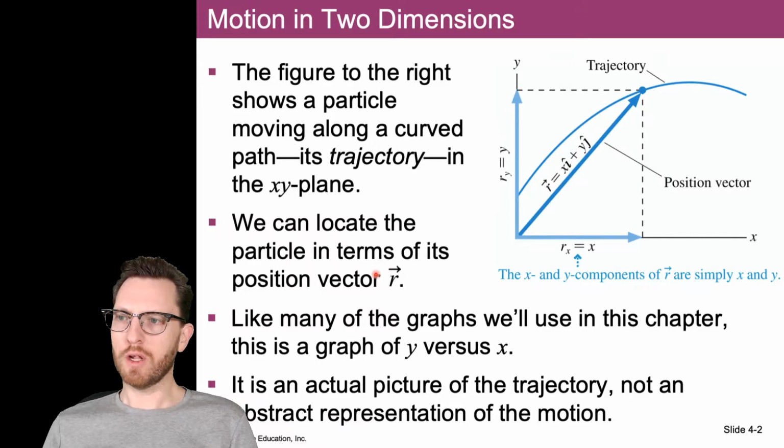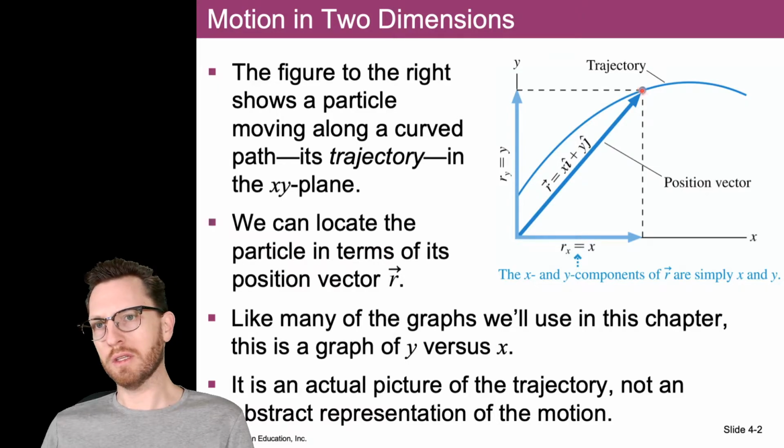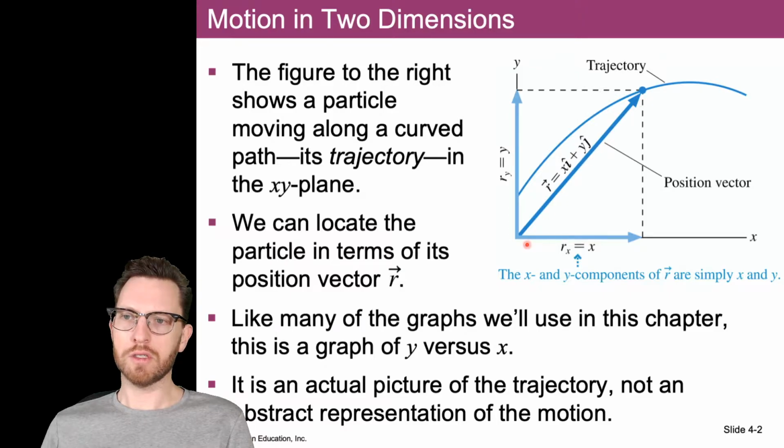We can first of all locate the particle in terms of a position vector that we'll call r. That position vector just starts from the origin and points to the position of an object at a specific instance in time. So for instance, at this time, this object is here. And it has a position vector that starts at the origin and has some direction and size that tells me where that object is in my coordinate system.